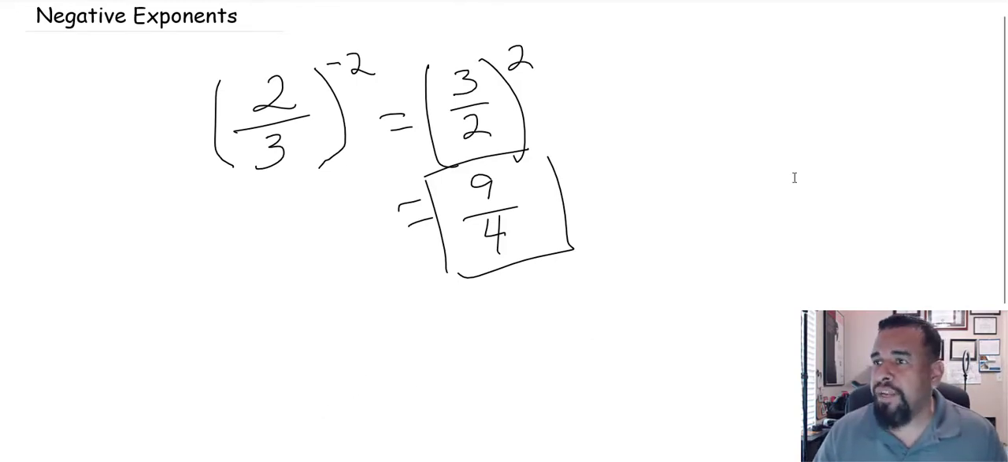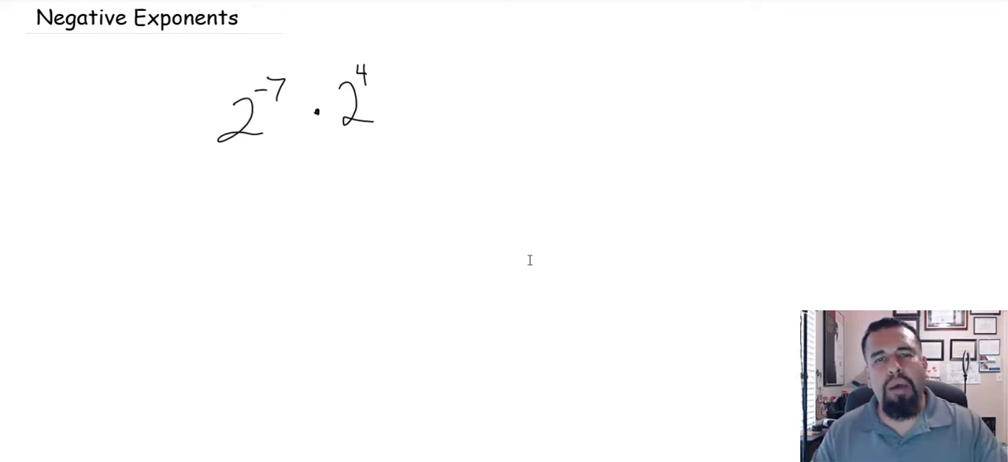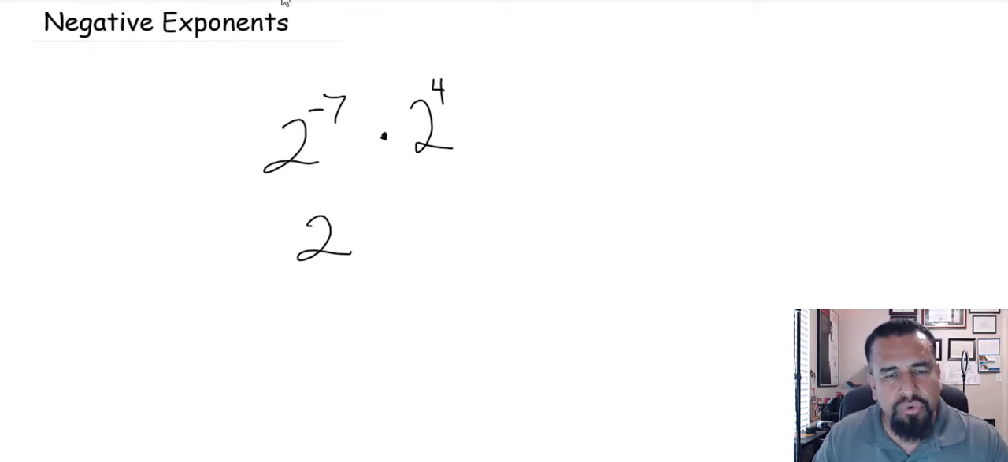Let's take a look at a different one here. This one is a little different. Notice I'm multiplying 2 to the power of negative 7 times 2 to the power of 4. First, since the base is the same, they both have 2, what I want to do is add the exponents. Essentially, the problem is 2 to the power of negative 7 plus 4. So negative 7 plus 4 gives me 2 to the power of negative 3.